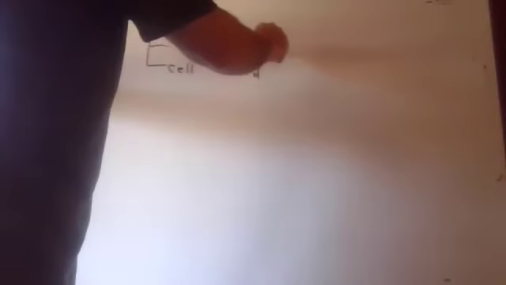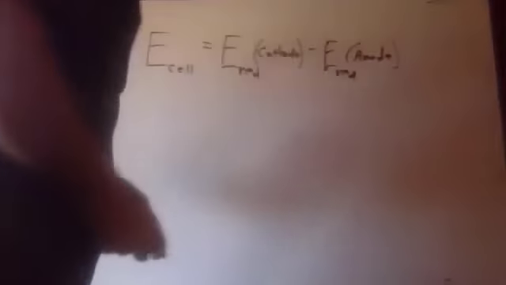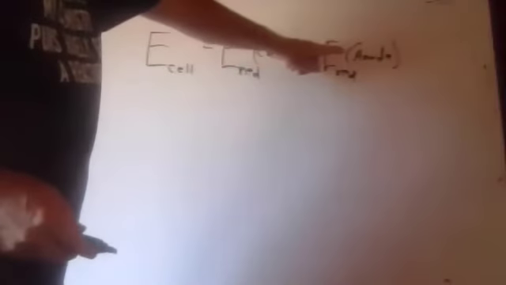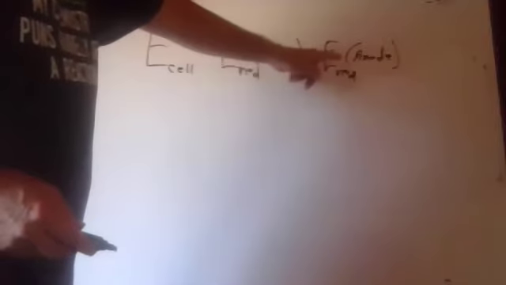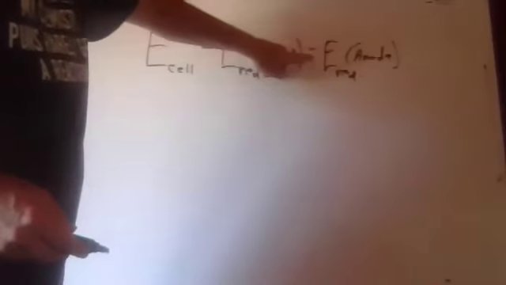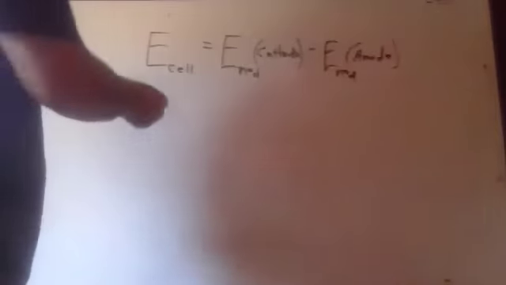So we have this formula that E cell is equal to E of the reduction for a cathode minus E reduction for the anode. And even though the anode is where oxidation occurs, if we look at the reduction direction of it, that gives us the negative of what the oxidation would be. So that's why there's a minus sign here. So let's just look at an example.